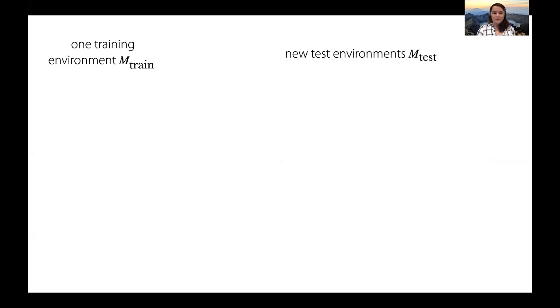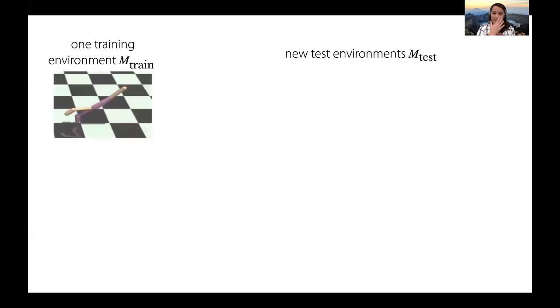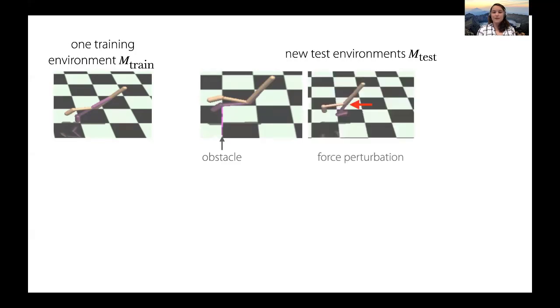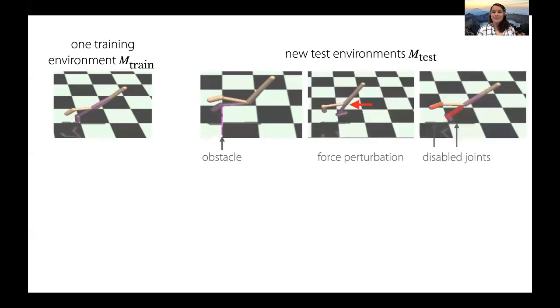So for example, we'll first start in simulation and then we'll move to a more complex real-world vision-based task. But in this case, we'll start with the walker agent in simulation. We'll also consider other agents as well. The training environment will look like a standard environment where its goal is to walk to a certain position. And then the test environments will include various perturbations such as an obstacle, a force applied to the agent at a certain time step, and joints that are disabled, essentially motor failures for a certain part of the trajectory.